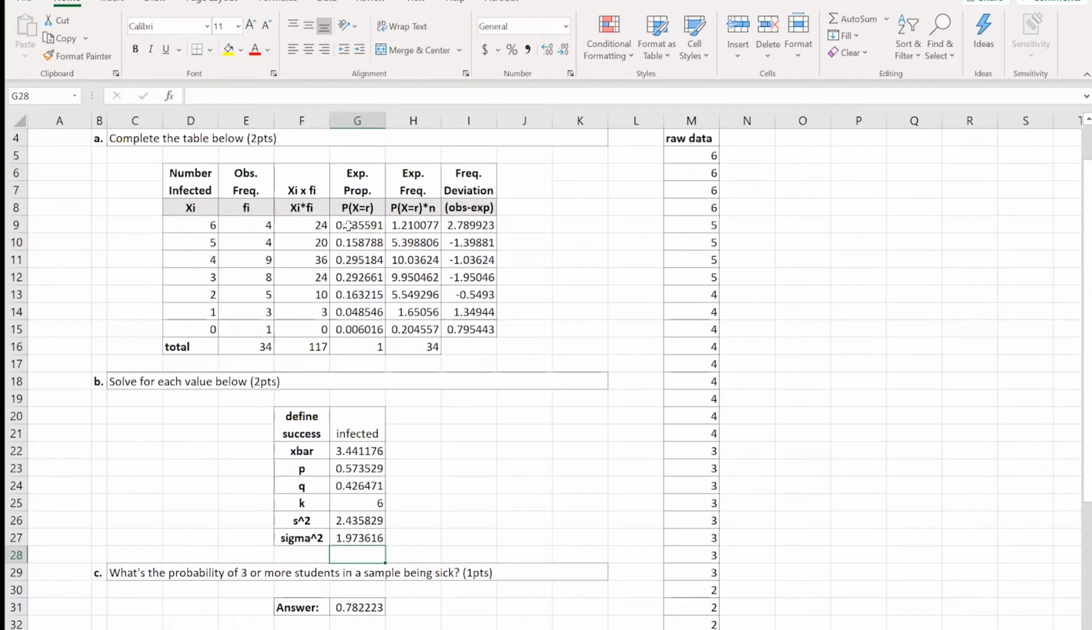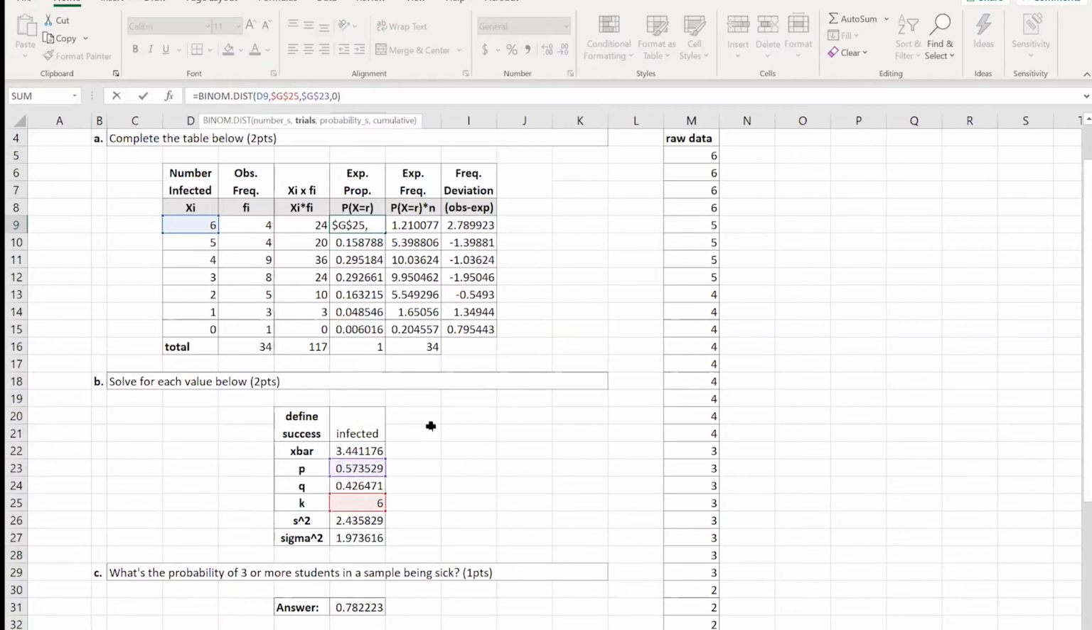So then you'd be able to fill in the rest of the table using the binomial distribution function because you have P and K. The expected frequency is our expected proportion times our sample size. And then the deviation is just the observed frequency minus the expected frequency.